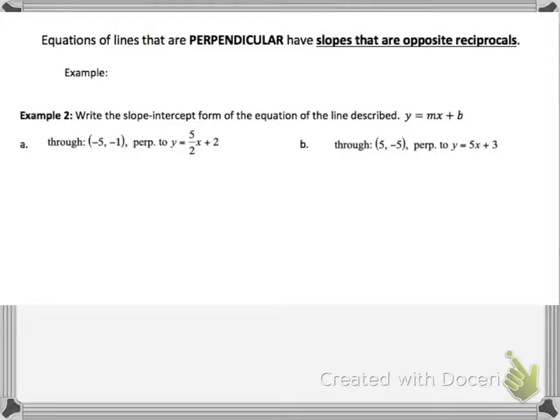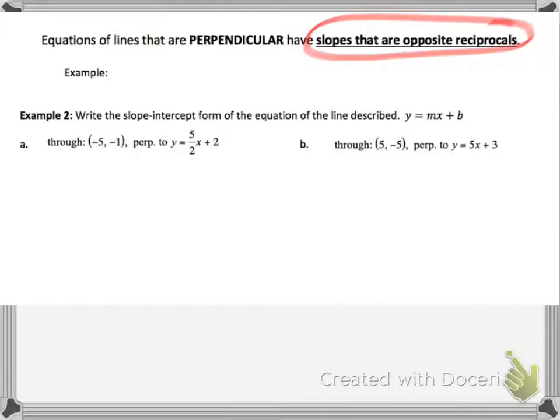Equations of lines that are perpendicular, instead of having the exact same slope, they actually have about as opposite a slope as you can have. Not only are they the opposite sign, but they're also reciprocal. So if you think about all the ways you can make numbers opposite, you can flip them and you can change the sign. And that's actually what we know about perpendicular lines, is they have the opposite and reciprocal slope.